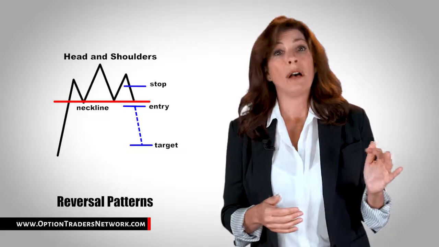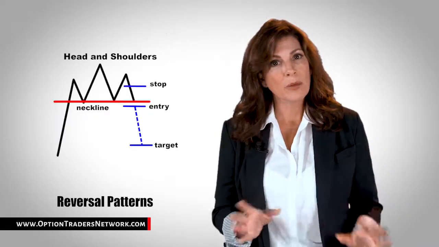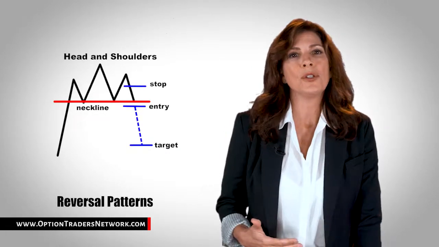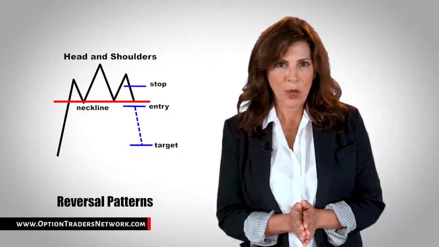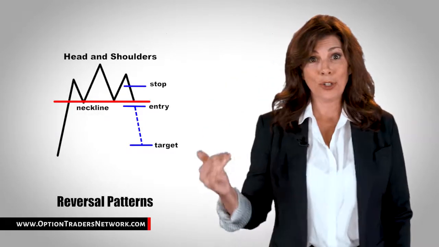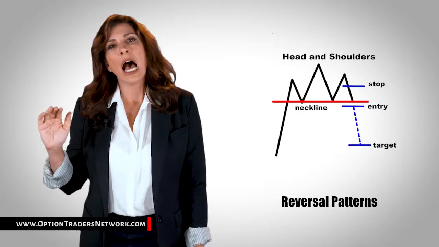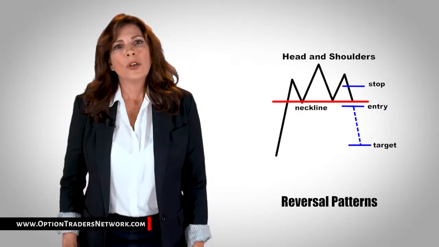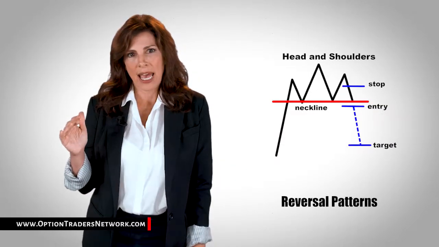The slope of this line can either be up or down. Typically, when the slope is down, it produces a more reliable signal. In this example, we can easily see the head and shoulders pattern. The head is the second peak and the highest point in the pattern. The two shoulders also form peaks, but do not exceed the height of the head.